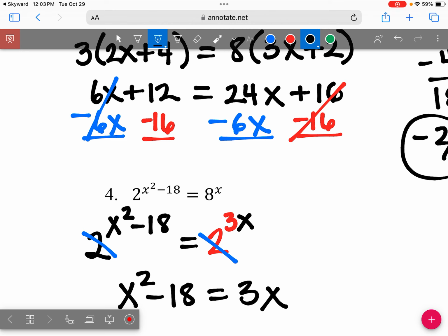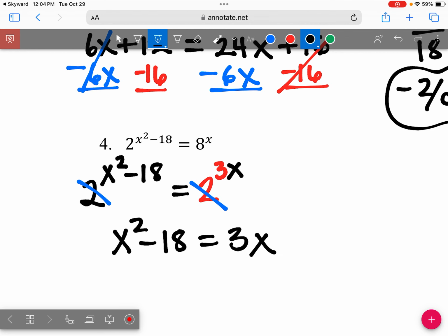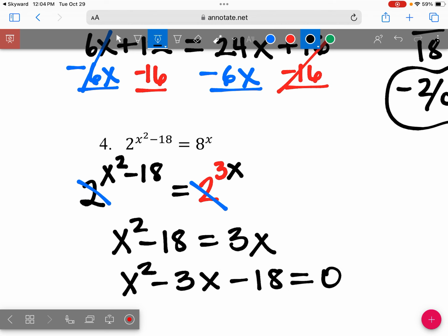For a quadratic, you always set it equal to 0. Okay. Wait, did I lose anybody? Are you okay? All right, we got to set it equal to 0. So we got x squared minus 3x minus 18 equals 0. Go ahead and factor that down.